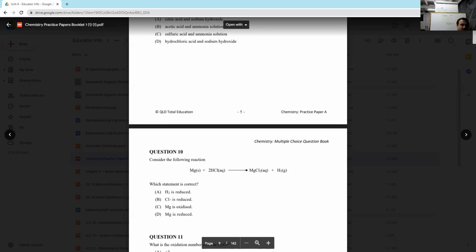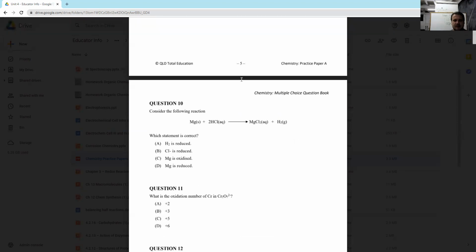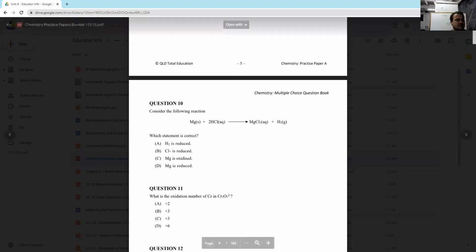If you remember from my ranting about redox reactions, you'll remember that oxidation is loss of electrons, or the charge gets more positive. So we've gone from 0 to +2. Magnesium has been oxidized. All right, similar thing, question 11.